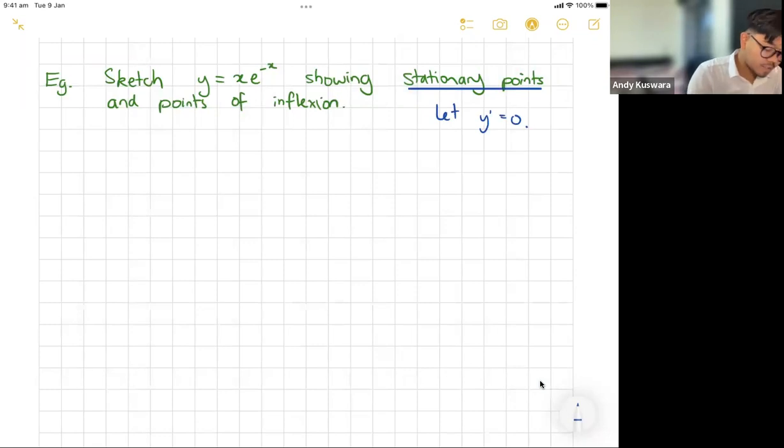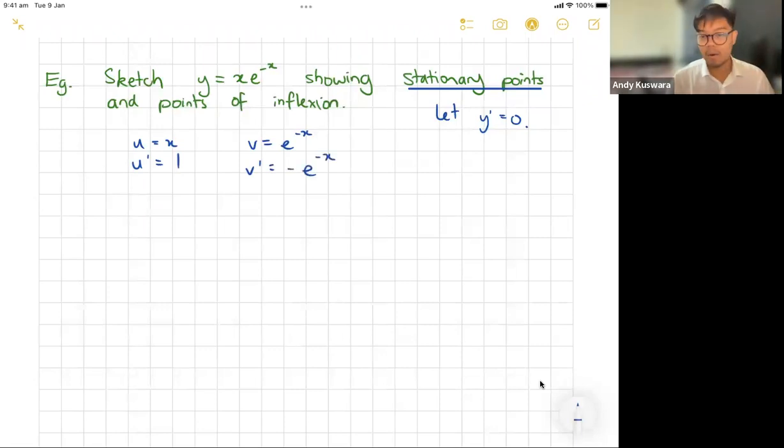So let's take a look here. We've got y equals x e to the negative x. That there is a product, so I'm going to have to differentiate this using the product rule. So u is going to equal x, v is going to equal e to the negative x, u dash is going to become 1, and v dash is going to become, so the negative will come out the front, negative e, and then the power of your exponential stays the same.